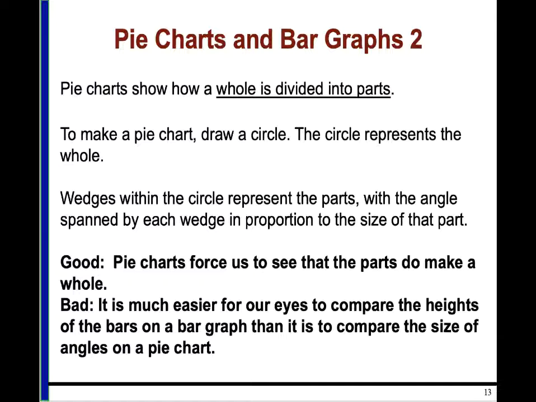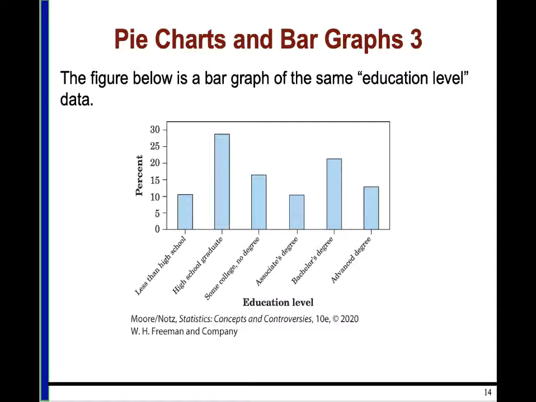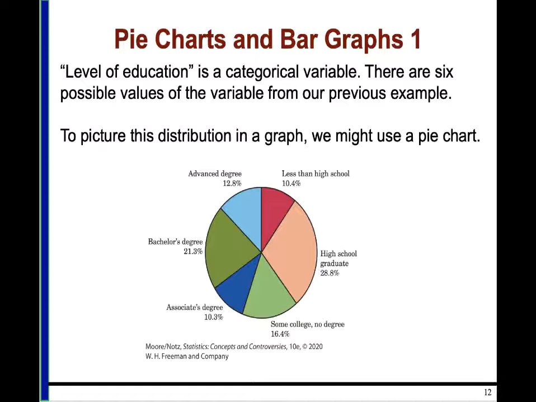However, pie charts can be problematic because it's actually easier for our eyes to compare the heights of bars on a bar graph than it is to compare the size of angles on a pie chart. So pie charts are used not quite as frequently because they are harder for people to interpret visually. The same information can be shown in this bar chart. And here you see that it is easier for your eyes to see the differences between the groups versus the pie chart that's shown like this.